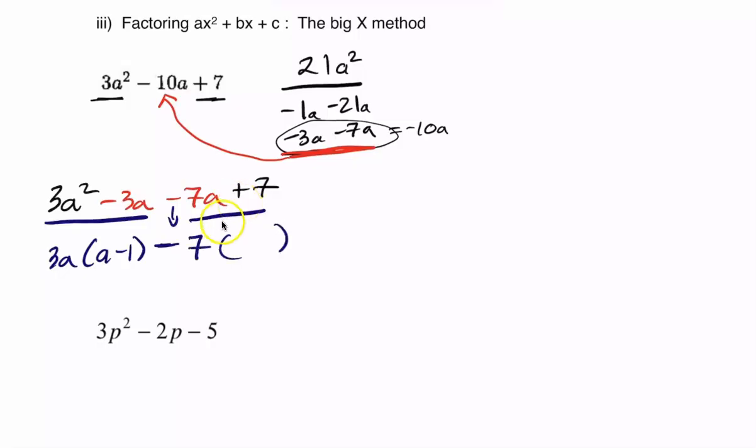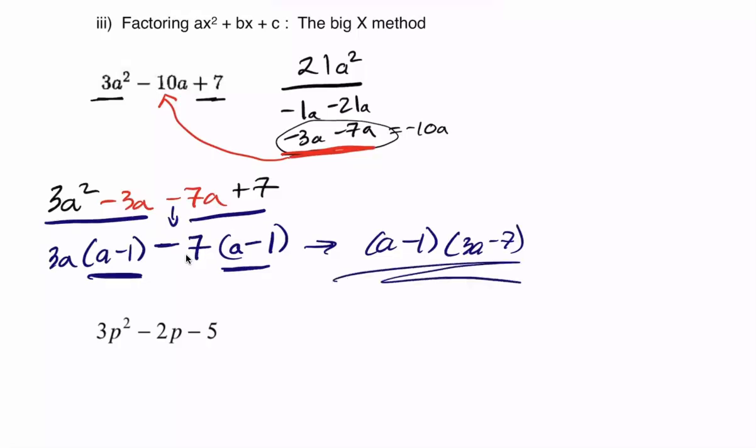And don't forget, we're dividing by negative 7. Very important, right? So negative 7a divided by negative 7 is just a. 7 divided by negative 7 is negative 1. Hey, these match. So you factor it out, and you get (a - 1)(3a - 7). So that's how you factor the proper way.